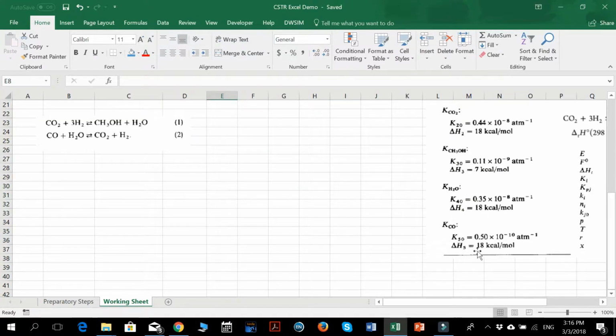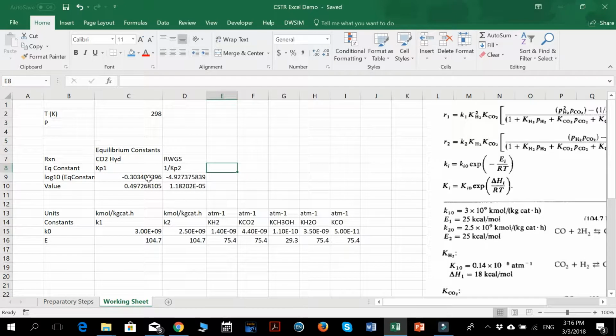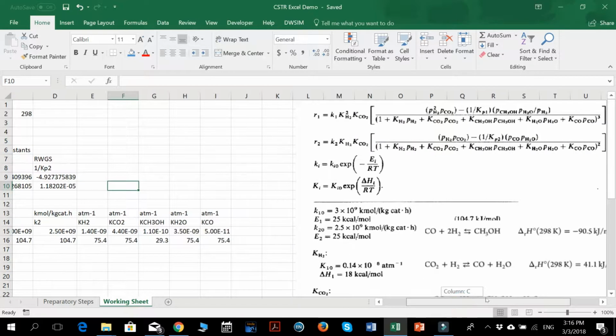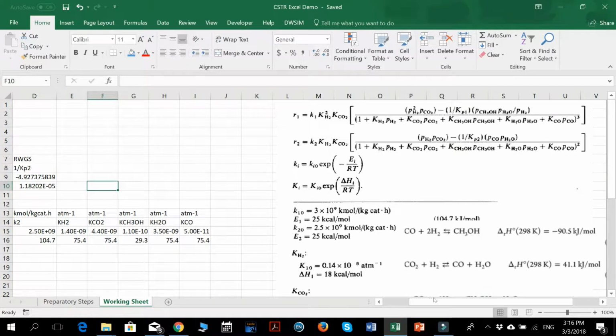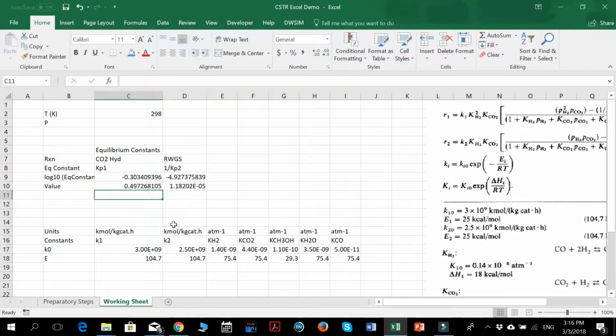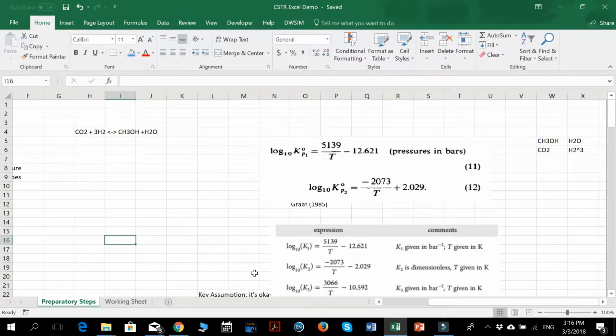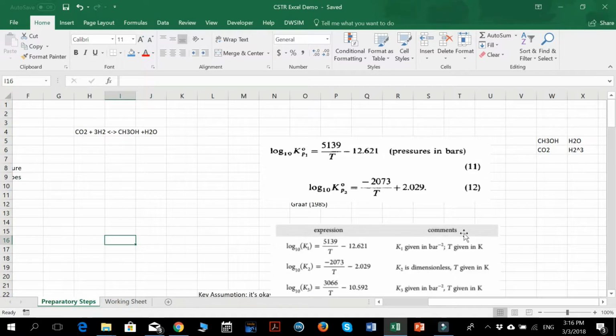Now we have all the constants locked down, and we have the KP1 and 1 over KP2 here. Okay, so now moving on, we want to construct these equations, but first of all, we need to convert the KP1 and KP2 values to atmosphere units. To do that, we have to find out what units these things are in the first place.